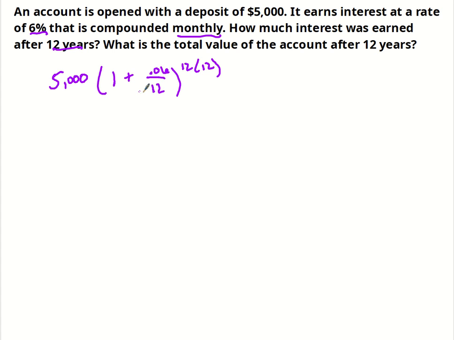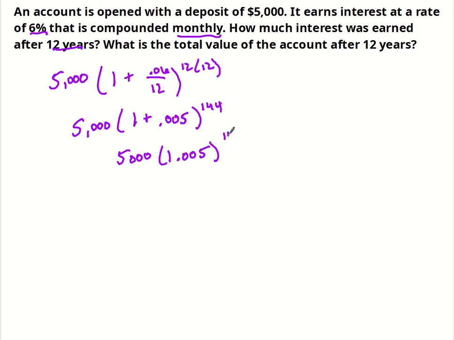So here's my formula. This is the work that I need to do. So when I work this out, I'll get 5,000 times 1 plus 0.06 divided by 12. Well, that's 0.005. And we know this is 144. So my work is 5,000 times 1.005, all to the power of 144. And this is where I can work it out in my calculator, figure out what 1.005 to the 144th power is. So let me just plug that in real quick.